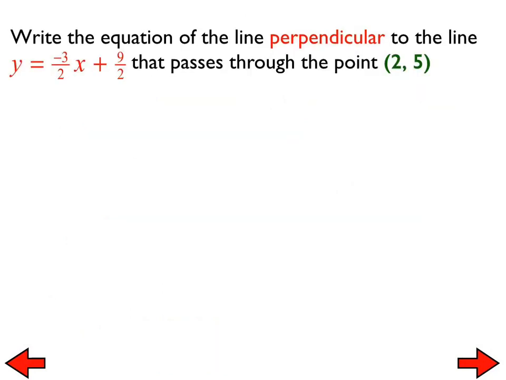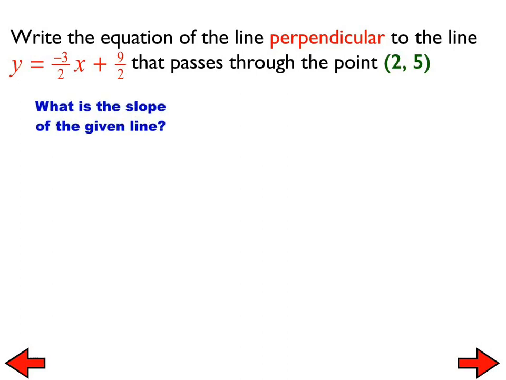Write the equation of the line perpendicular to the line y = -3/2 x + 9/2 that passes through the point (2, 5). The first thing we need to think about is what is the slope that we are going to use. Quickly, talk with your shoulder partner. What slope are you going to use for that one? All right, Morgan, what slope are we going to use? 2/3. That is the opposite reciprocal to -3/2.